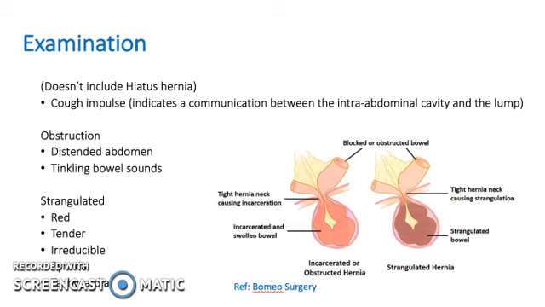For the examination, and this examination does not include hiatal hernias, check for cough impulse. It indicates a communication between the intra-abdominal cavity and the lump. Check for obstruction. Do they have a distended abdomen or tinkling bowel sounds? And check for signs of strangulation. Is it red, tender, irreducible, pyrexic? Is the patient pyrexic, or are they tachycardic?